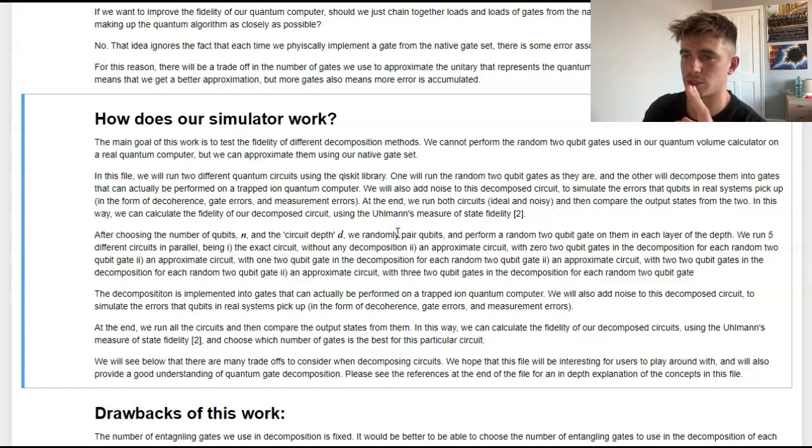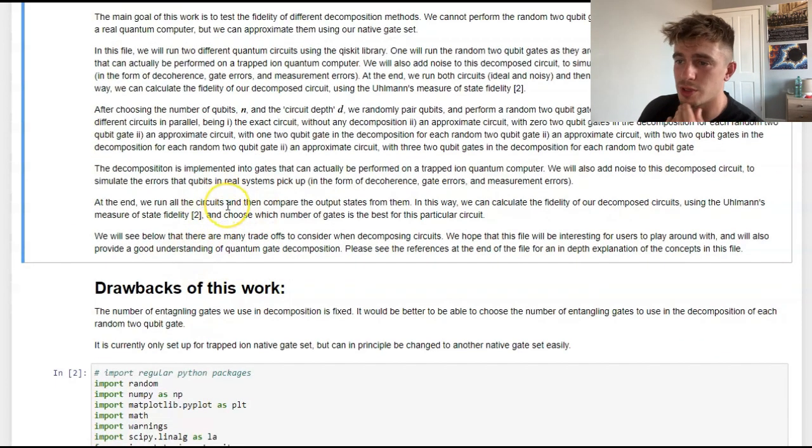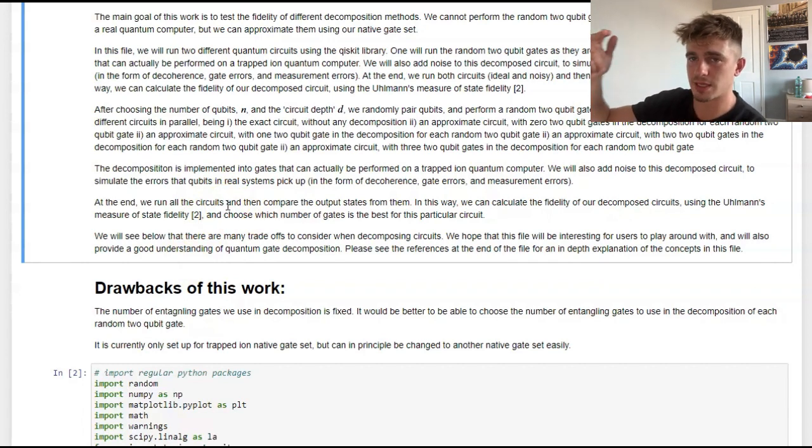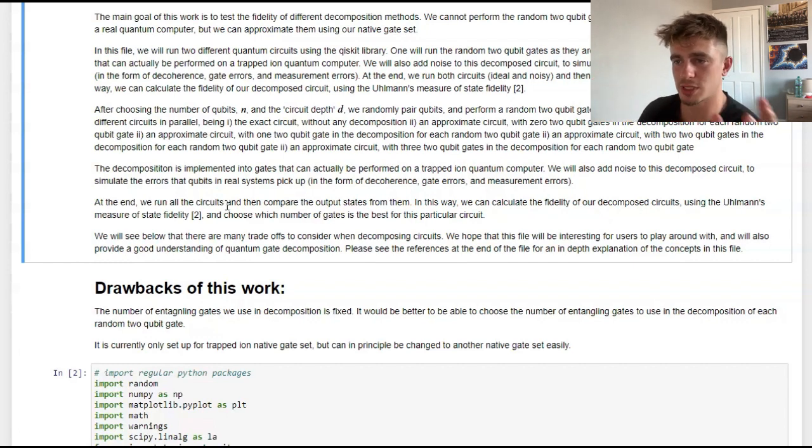Something I forgot to mention is that in between each depth layer, we're also going to shuttle the ions around, and there's going to be some coherence error that goes into that as well. There's also going to be some measurement error too. And all of these errors come from actual experiments that were done on the quantum computer at Sussex. Then we're going to compare the ideal state with the states from the 4 different methods of decomposition, and we're going to see which one gives the best fidelity, and that's the decomposition method that we should use.